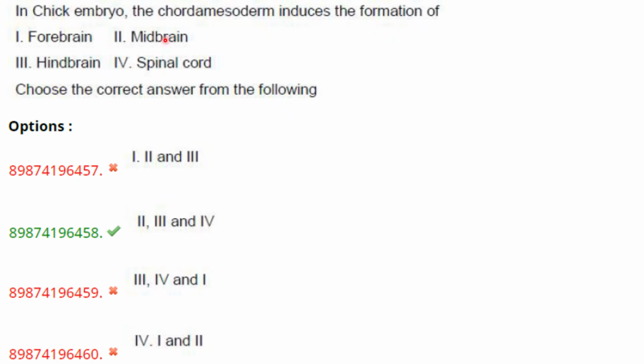Then, in chick embryo, chordamesoderm induces the formation of. So chordamesoderm is a group of embryonic cells that lie along the central longitudinal axis of the embryo, and it gives rise to the notochord. Okay, so the notochord will induce the midbrain, hindbrain and spinal cord, but not the forebrain. So the answer is option 2.